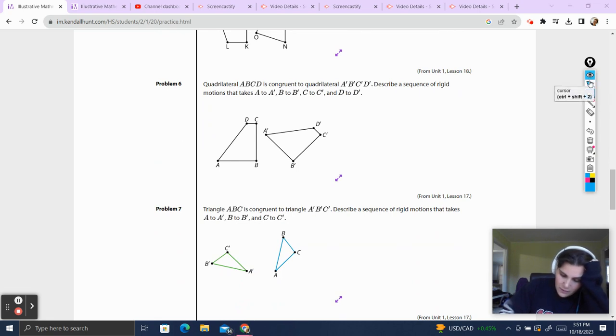All right, problem 6. Quadrilateral ABCD is congruent to quadrilateral A prime, B prime, C prime, D prime. Describe a sequence of rigid motions that takes A to A prime, B to B prime, C to C prime, and D to D prime.